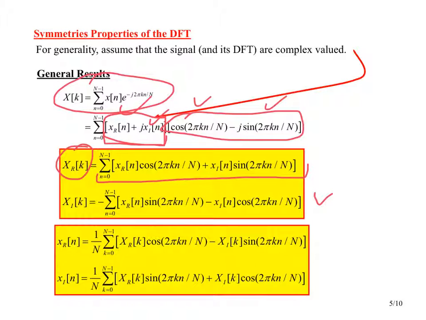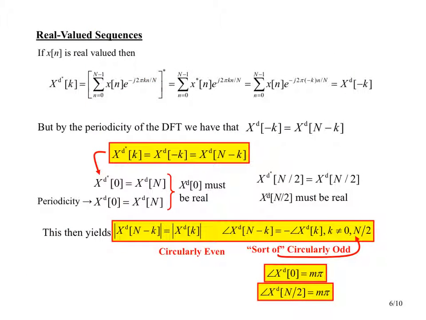If we do the same kind of thing with the inverse DFT to write the original signal, we can find that the real part and the imaginary part of the signal can be found using formulas that look like that. Okay, so now that we have these general results written out, we can start asking questions. Well, what happens if x of n is real valued?